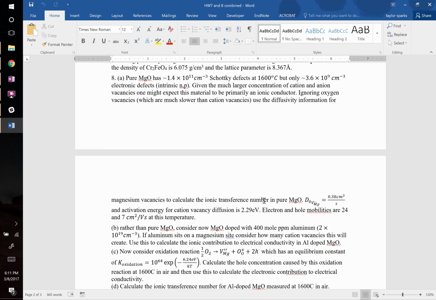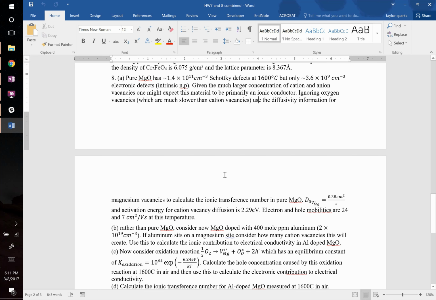Okay. So it says, given the much larger concentration of cation and anion vacancies, one might expect this material to be primarily an ionic conductor, because there's 1.4 e to the 11, and there's only 3.6 e to the 9 per cm³ electrons. So you think, oh, we've got all these extra vacancies, maybe they're going to dominate over the electronic contribution. You'd expect that, but I must have you calculate it. I forgot this one.